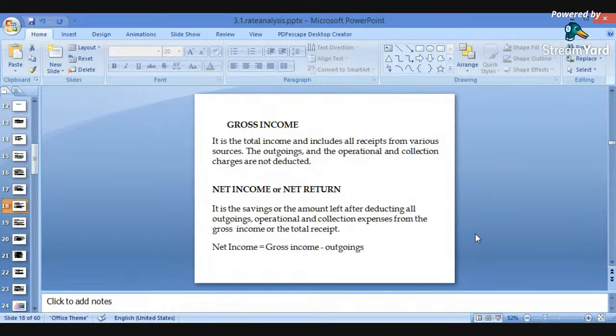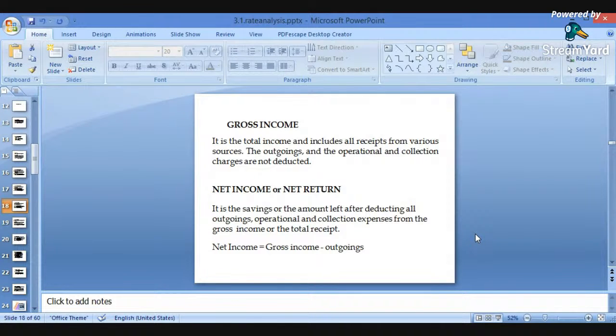Next, another important term related to valuation is gross income. So what is gross income? Gross income is the total income, including all receipts from various sources. If we are purchasing any item or material related to the actual construction work, then with all receipts, what is the total amount from all sources? That income is considered as the gross income.